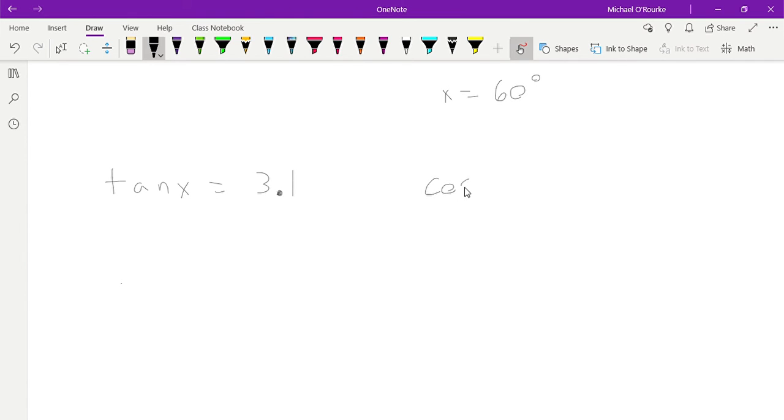Okay, try this one for me. Cos x equals, I don't know, like 0.98. Do you guys find that on your sheet? 11.5. Okay, 11.4. It should be around 11, right? What's the number I gave you? It is 11.